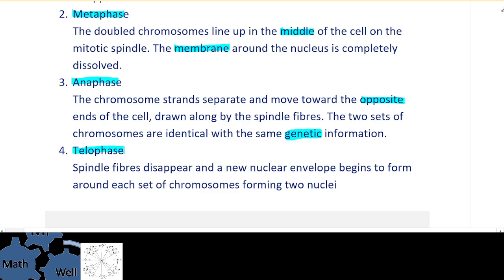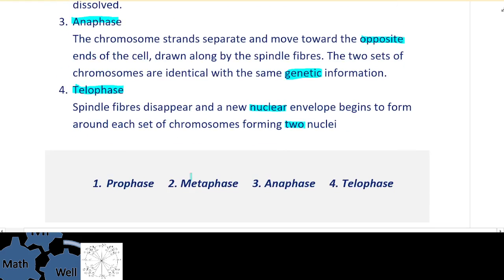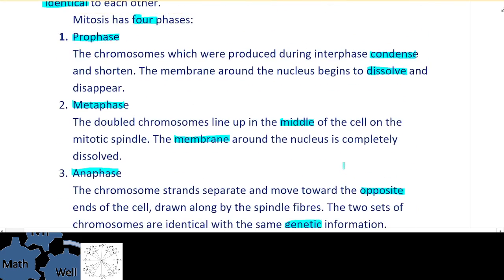Telophase. Okay. Step 4, phase 4. Spindle fibers disappear, and a new nuclear envelope begins to form around each set of chromosomes, forming 2 nuclei. So the chromosomes are now in 2 separate nuclei, technically within the same cell, but they're now 2 separate nuclei.